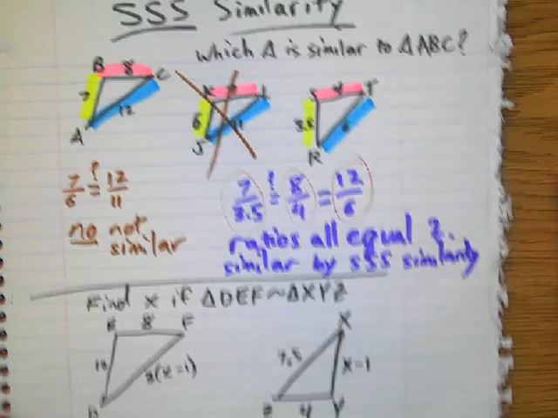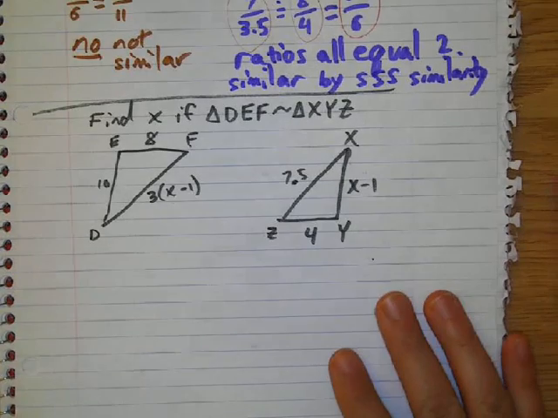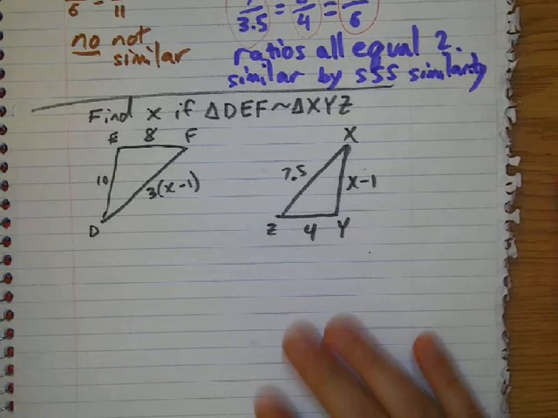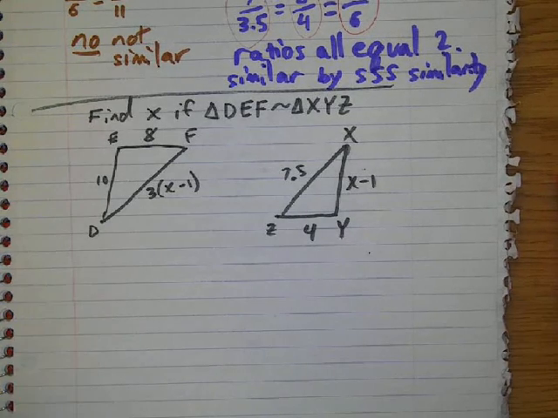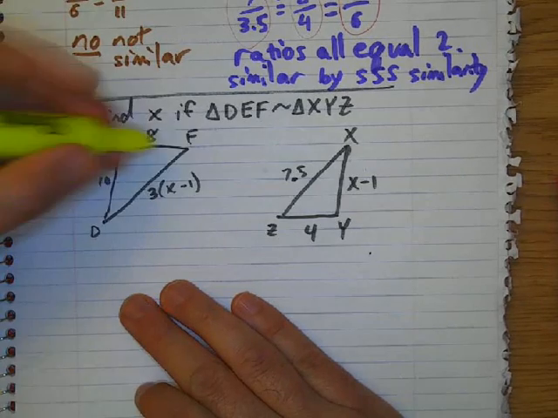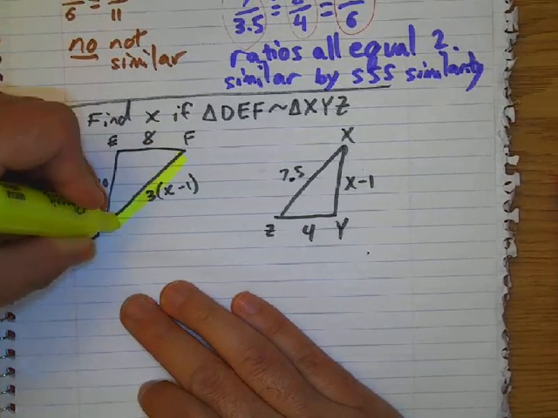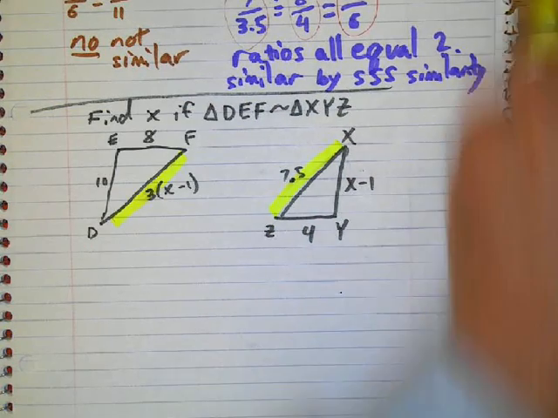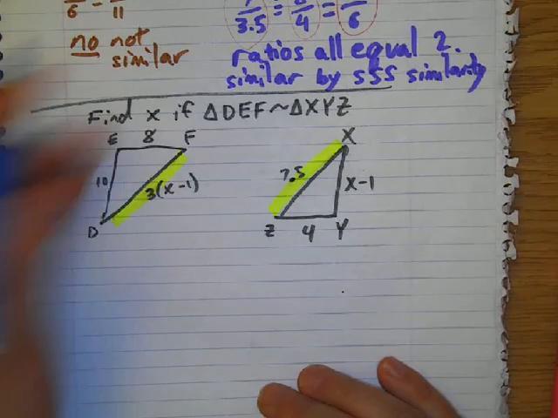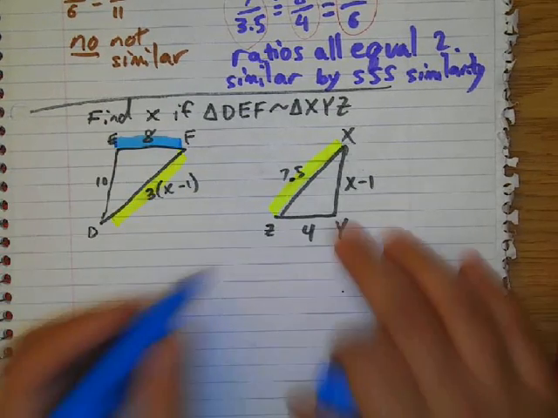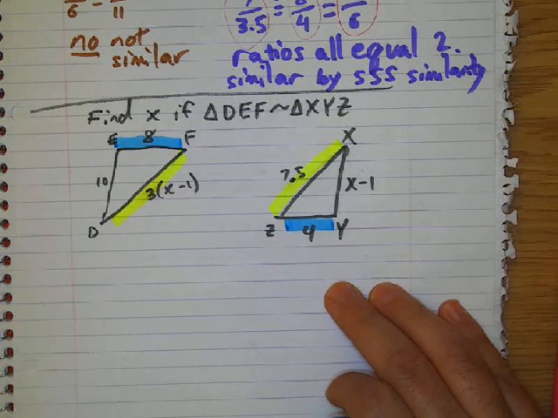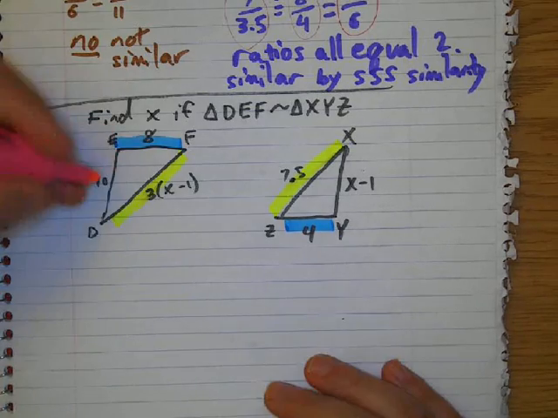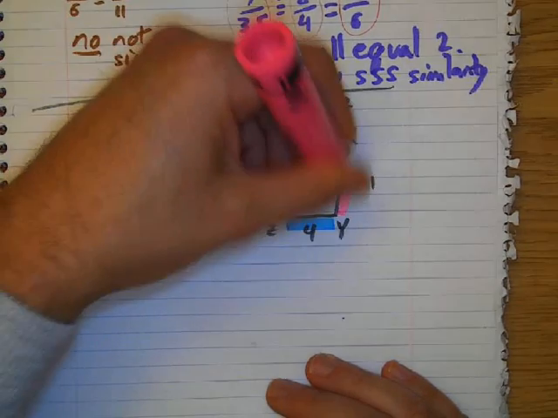Okay, let's do the next one. Now in this example, you're told that they're similar. So if you know that they're similar, then let's look here. So the longest side in the picture is this one here, the 3x minus 1. The longest side in this picture is the 7.5. Okay, the shortest side on this picture is 8. The shortest side on this picture is 4. Okay, and the medium side on this picture is 10. And the medium side on this picture is x minus 1.